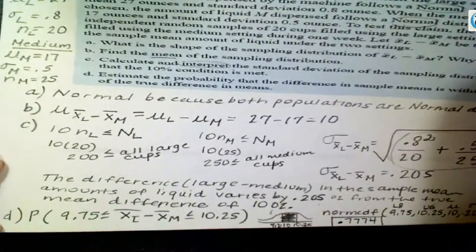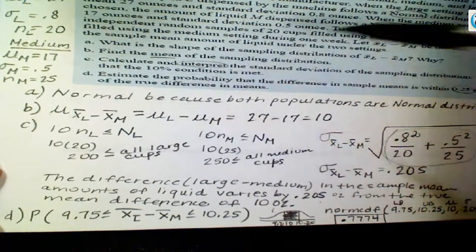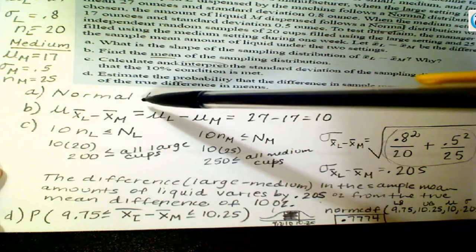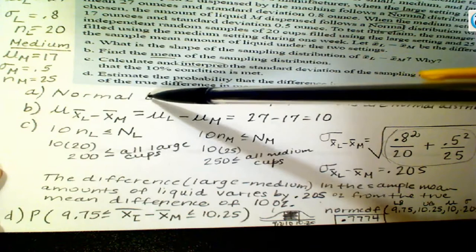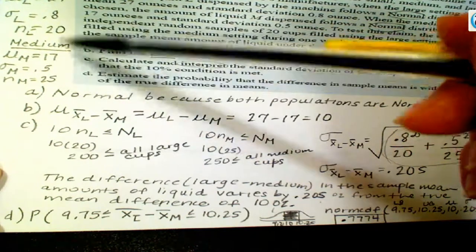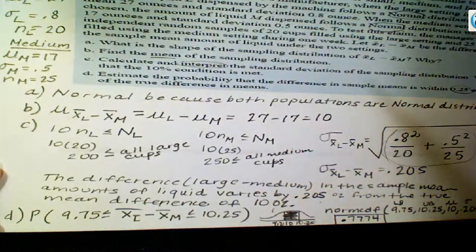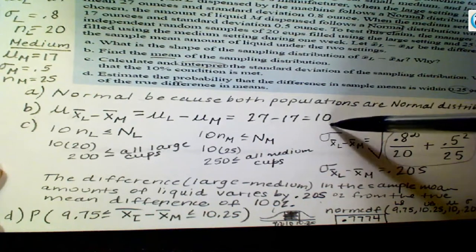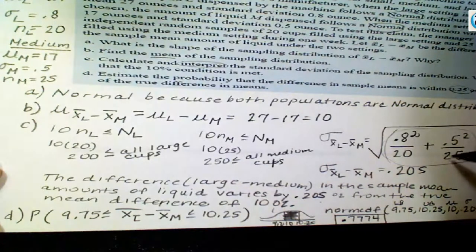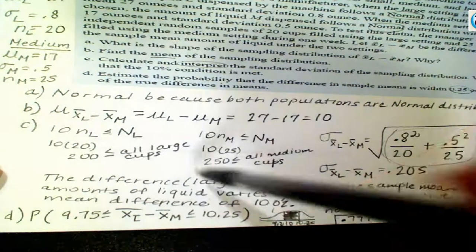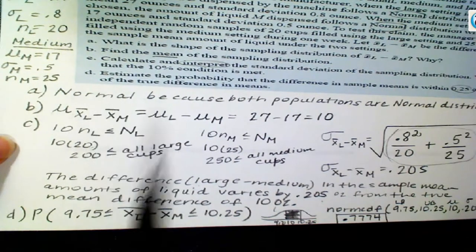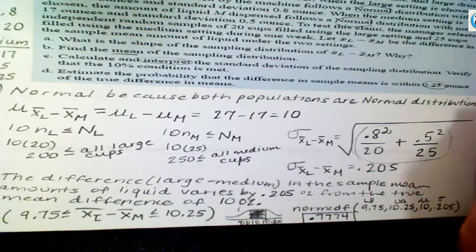So hopefully you guys feel comfortable with showing how you have normalcy. Don't forget, if you don't have a normal distribution, another way you could show normalcy is by the CLT, and you have to have your n's greater than or equal to 30, okay? So here we were told the populations were normal. We know how to find the mean, do your 10% condition, find your standard deviation, interpretation, and then find your probability. Okay, knowing that it's normal allows us to use this normalcdf.